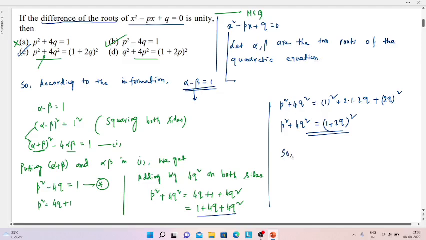So the correct options of the question are option number B and option number C, right? So first of all, you may feel that some of the part is a little bit difficult, but I'm just trying to solve some of the questions related to the advanced level, right?